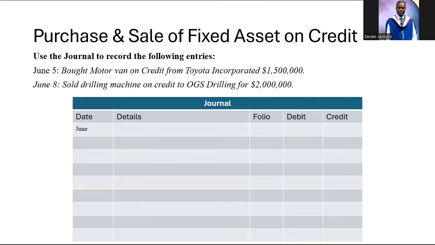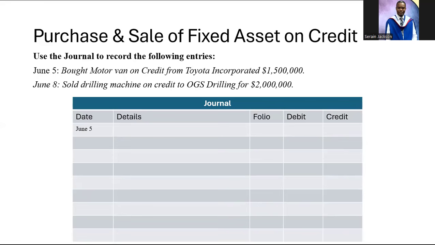So you go with the date first, June 5, right? Now, when you're recording entries like this, you're going to put the account that will be debited first, and then the account that will be credited. So that is what you do. Pretty much like what we did earlier on, where we list the accounts that are debited first, and then we list the accounts that are credited afterwards.